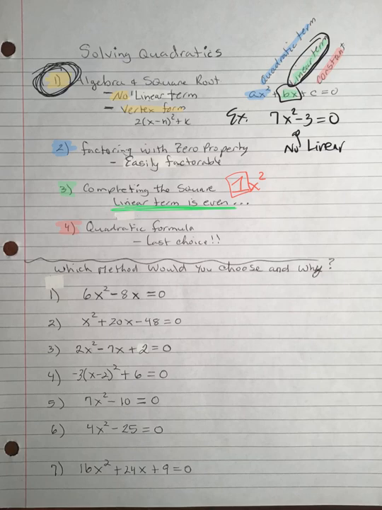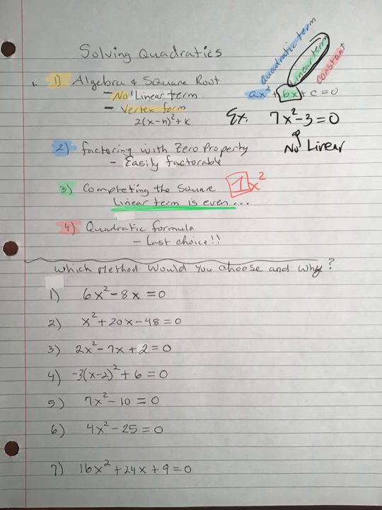Those are some of the things I look for to decide if I'm going to use completing the square. And then the quadratic formula is for when I couldn't do algebra and square root property, it wasn't really factorable, and completing the square was not the best choice. Oh, okay, I'll use the quadratic formula. So the quadratic formula is my last choice. Let's look at these examples that I gave you.